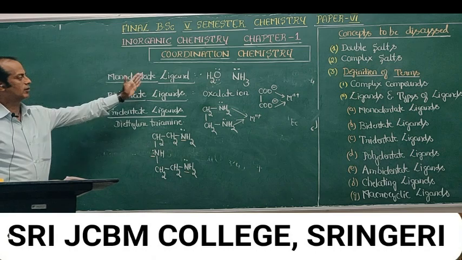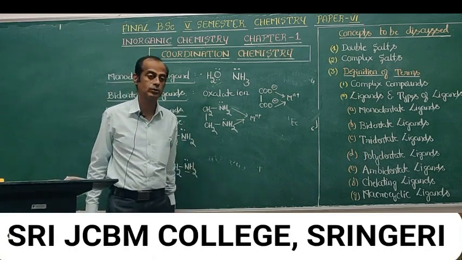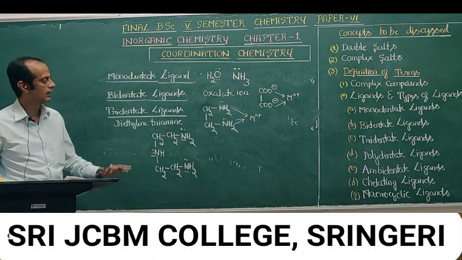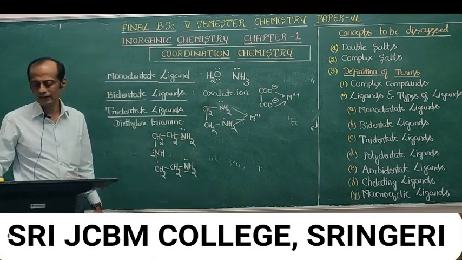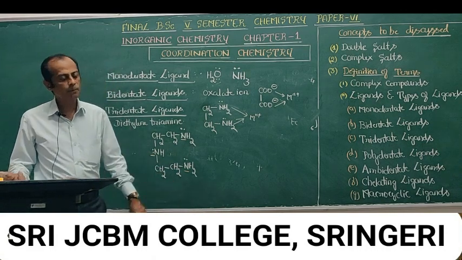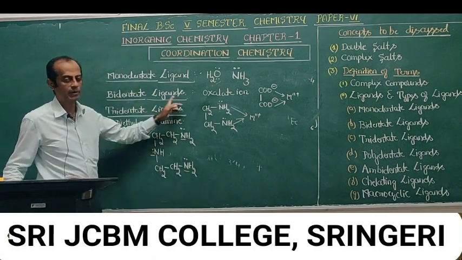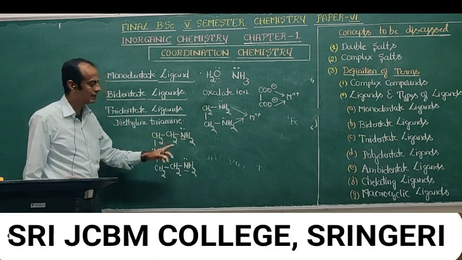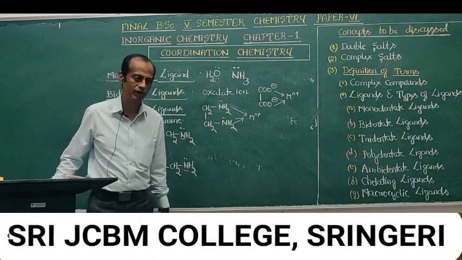So now we know what a monodentate ligand is. It has only one donor atom through which it can donate one pair of electrons to the central metal atom or ion to form one coordinate bond in a complex compound. A bidentate ligand has two donor atoms through which it can donate two pairs of electrons to form two coordinate bonds. A tridentate ligand has three donor atoms through which it can donate three pairs of electrons to the central metal ion to form three coordinate bonds.